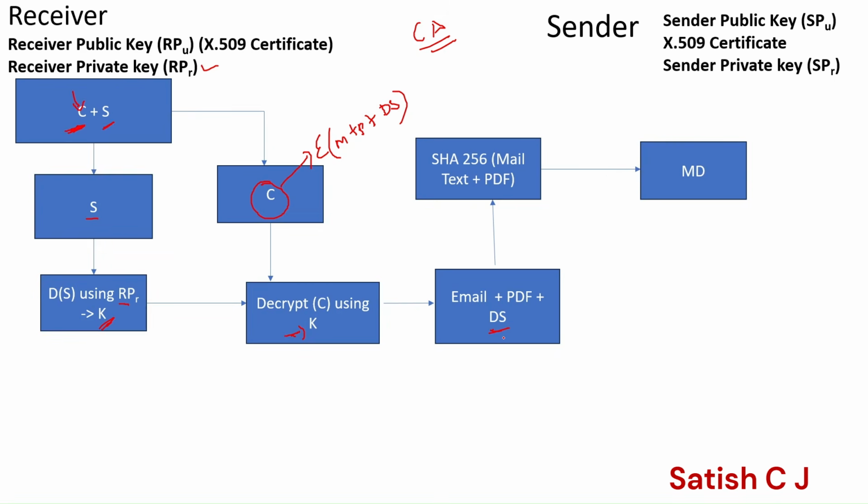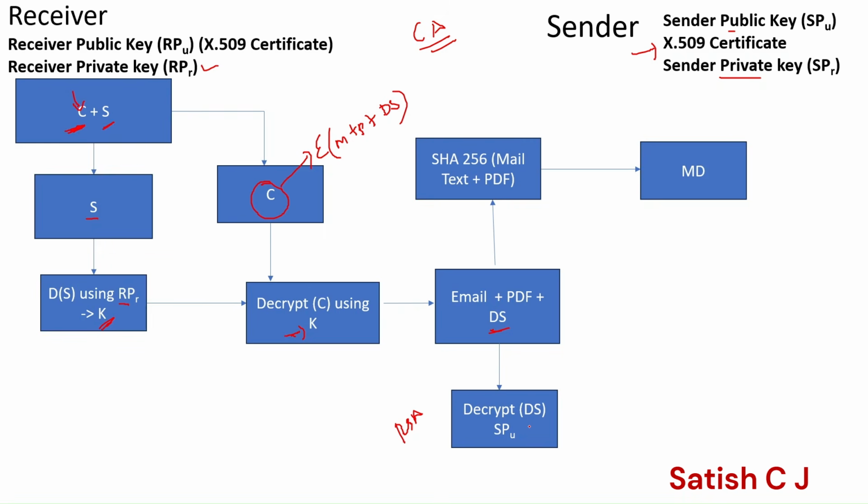Next we'll be taking a digital signature. The digital signature was actually encrypted using the sender's private key. Now the receiver is getting the digital signature, and the receiver will use the sender's public key in the X.509 certificate to actually verify the signature. So this is RSA decryption. So we'll be able to verify the signature.